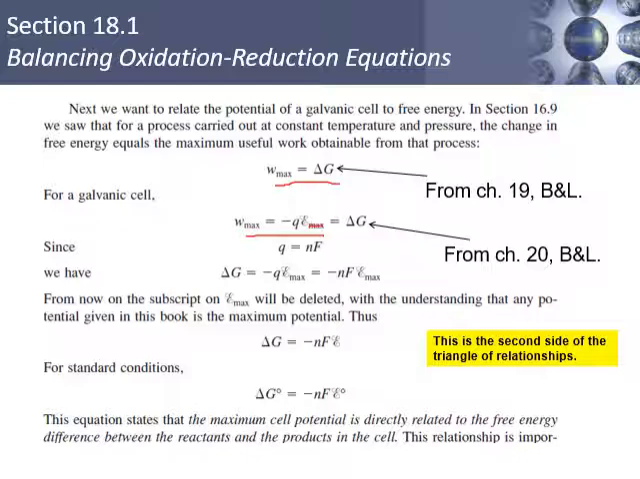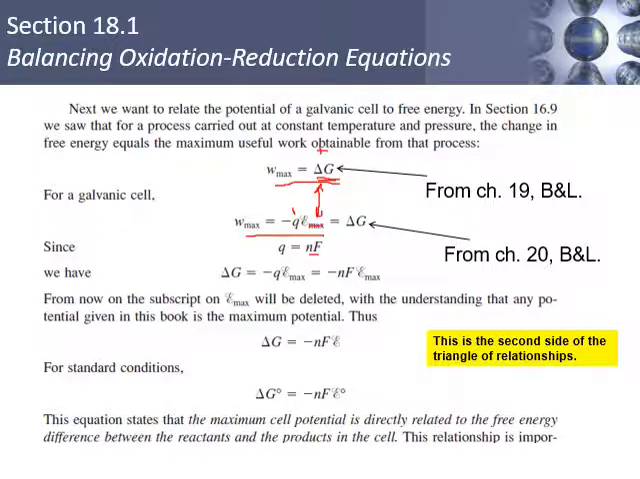So what we can do here is set the delta G from chapter 19 equal to this, and we're going to write this as a positive value, because we're not writing this the same way we did in the previous chapter. We're going to say that the most work we can get out of a system is the change in free energy. So we'll write that as plus and set that equal to this. So we have delta G equals minus QE. And remember, we can rewrite this Q as nF. So we get delta G equals minus nFE.